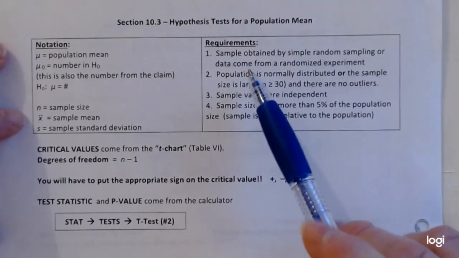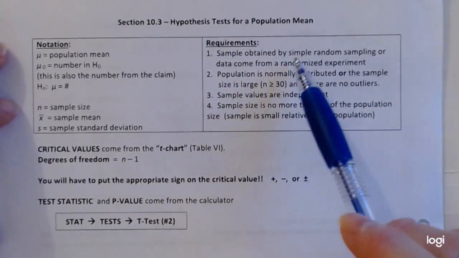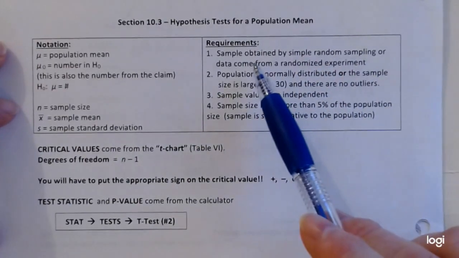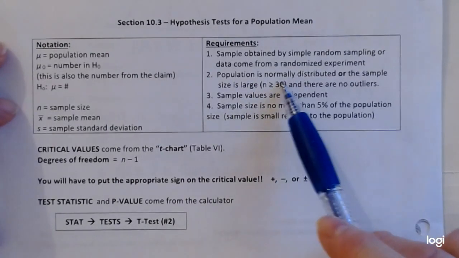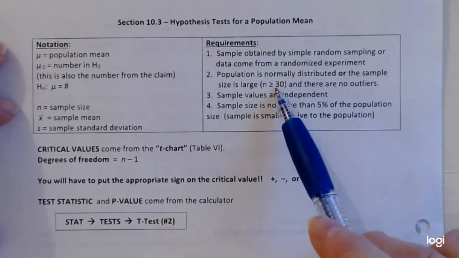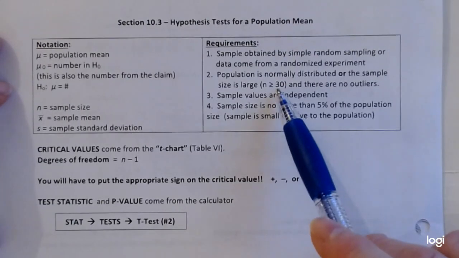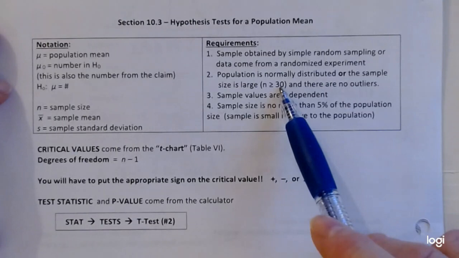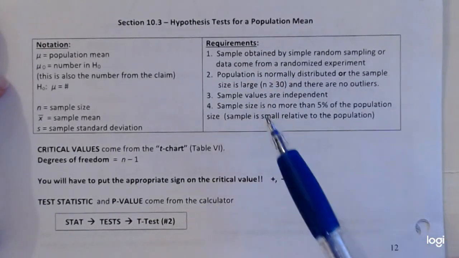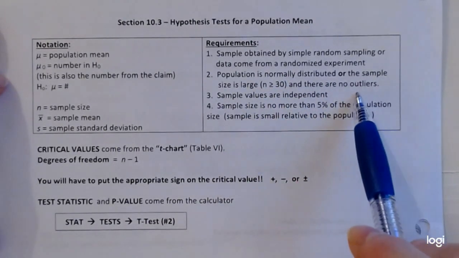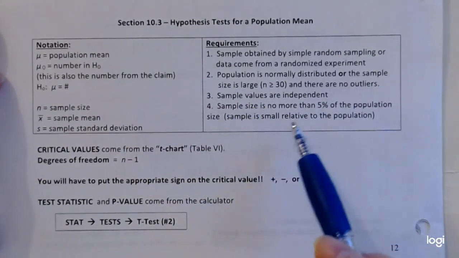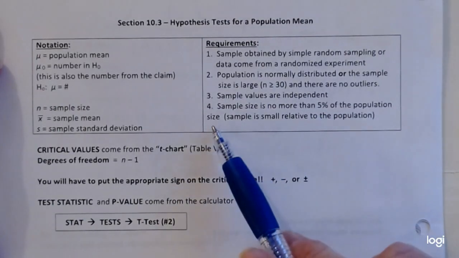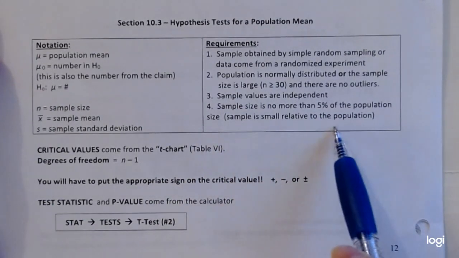The requirements to perform the test: the sample has to be obtained by simple random sampling, or the data has to come from a randomized experiment. The population is normally distributed, or the sample size is large, and remember that the threshold for considering it large enough is 30, so it has to be greater than or equal to 30, or it has to say that it's normally distributed. There need to be no outliers. The sample values are independent of each other, and the sample size is no more than 5% of the population size. So the sample is small relative to the population.